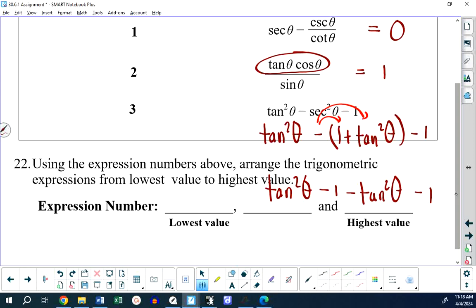Because tan squared of theta minus tan squared of theta is nothing. Negative 1 minus 1 is negative 2. I kind of painted myself into a corner here. This is the value of expression 3.